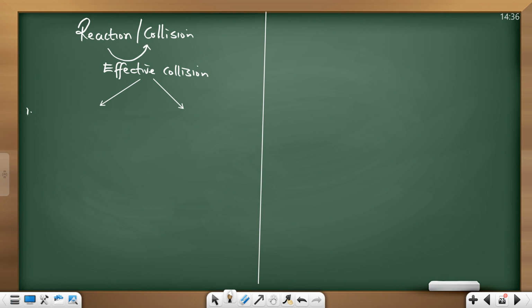Okay, fair. We said they must collide in the correct what? Orientation. Correct orientation. Then what? Activation energy. They must have sufficient energy. I want you to use the correct language. And what do we mean by sufficient energy? We talk about kinetic energy greater than activation energy. Is that okay? EK must be greater than what?